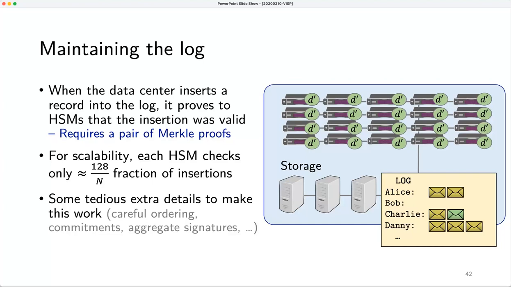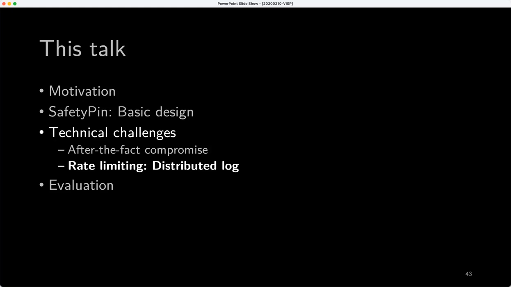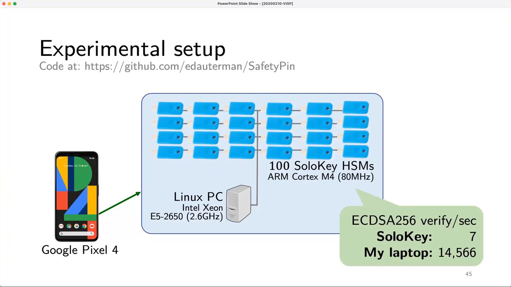Okay, so that was, very quickly, two of the things that came up. One was puncturable encryption, implementing this on resource limited HSMs. The second is this logging for rate limiting. And I want to spend the last couple of minutes talking about the experimental evaluation here.